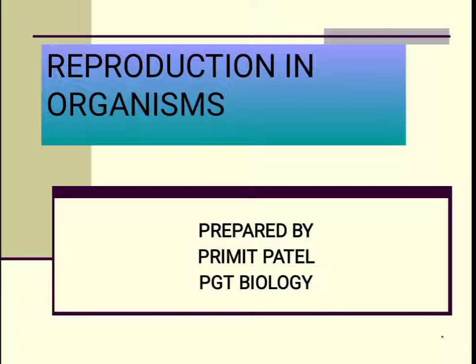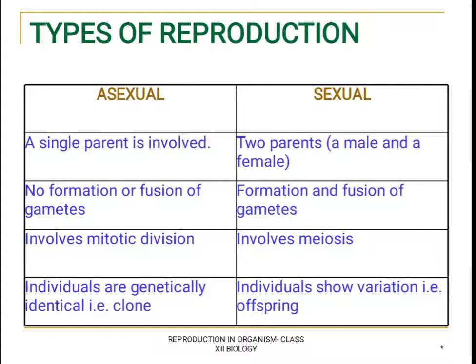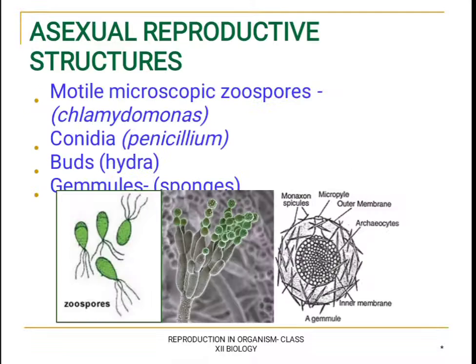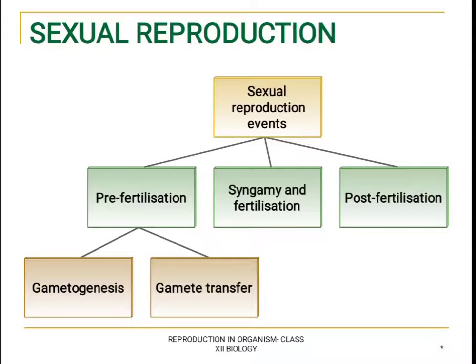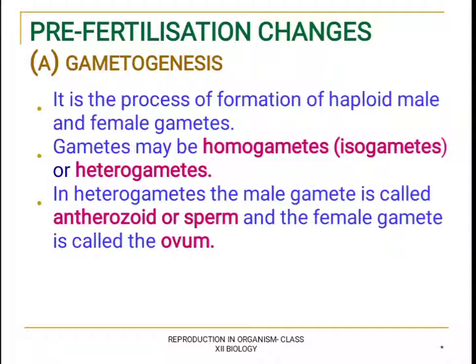In our last video, we started with events in sexual reproduction, and we learned that there are 3 events in sexual reproduction, that is pre-fertilization events, fertilization, and post-fertilization events. And we have already started with the pre-fertilization events, in which we started with gametogenesis, and we learned that it is the process of formation of haploid male and female gametes.